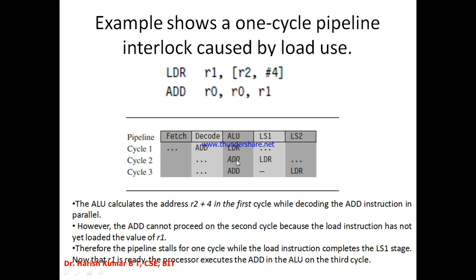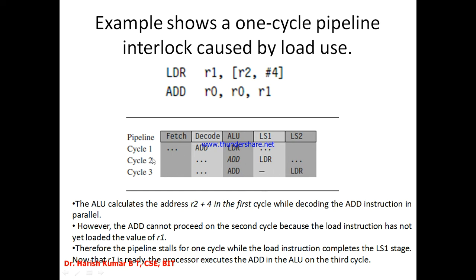Now what has happened in the next cycle? We have the add instruction in the ALU and LDR in the LS1 stage. What LDR is doing in the LS1 stage is, using this address which is computed, reading from there and writing to the destination register R1. That is happening here. Now when LDR is performing in LS1, the add cannot execute. Why? Because R1 is not yet available. R1 will be available the moment this finishes this stage. Hence, see, this is a dash. This is a dash. And when it goes to LS2, now this can execute.